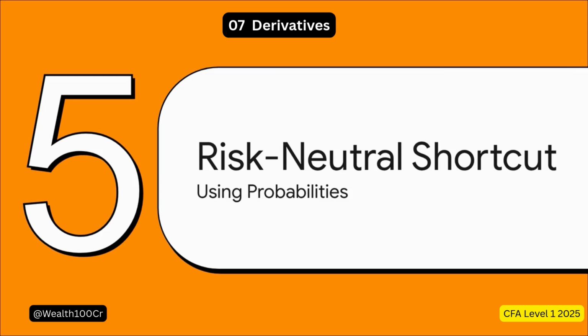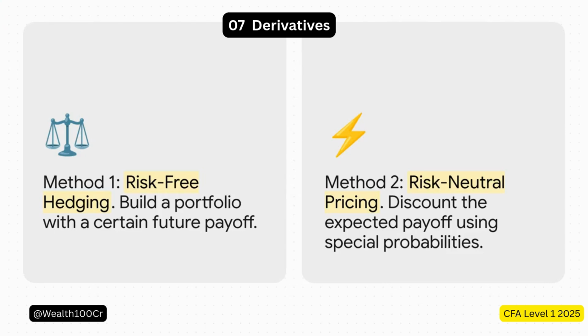There is an even faster way, a clever shortcut to get the exact same answer. This method uses something called risk-neutral probabilities, but don't worry about the name. Just see that it is a different road that leads to the same destination.